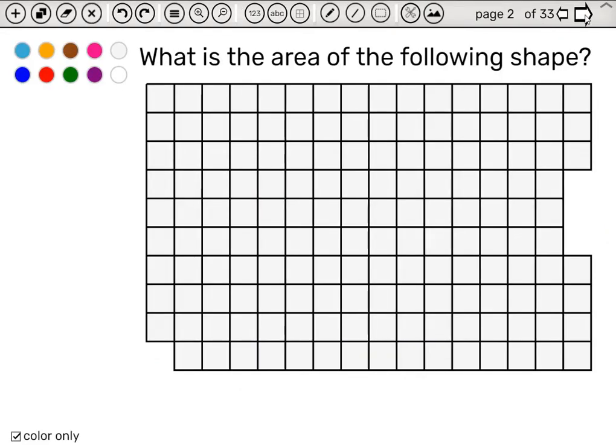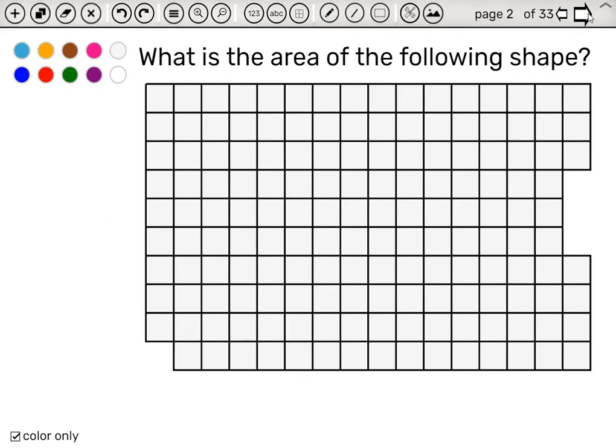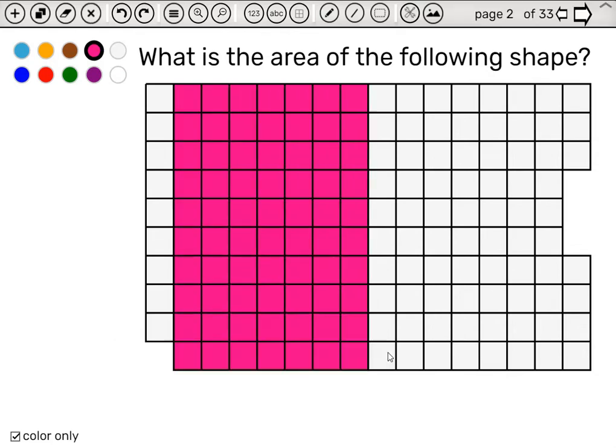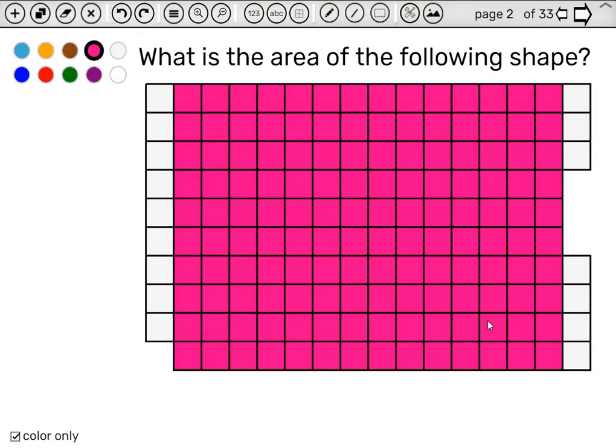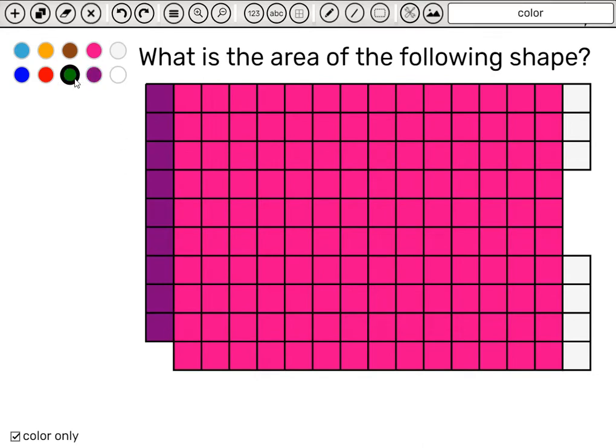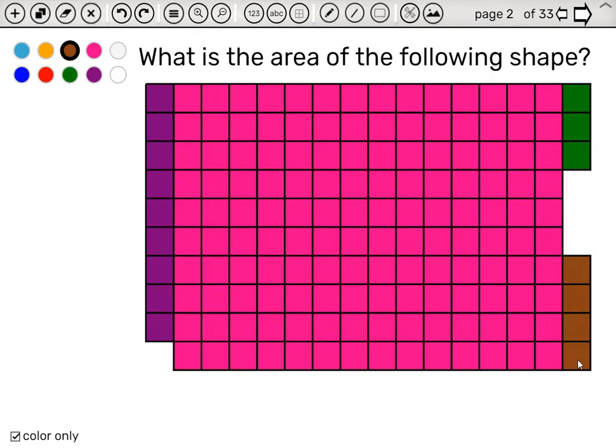What is the area of the following shape? This question can be solved by dividing the shape into rectangles, just like we did in the previous lesson. For example, like this. One big one here, one here, and one here. But in this lesson, we want to promote a different way to think about the problem.